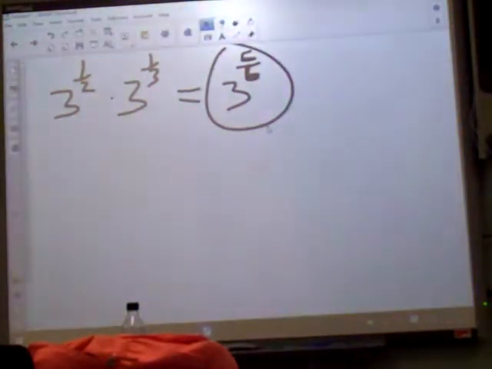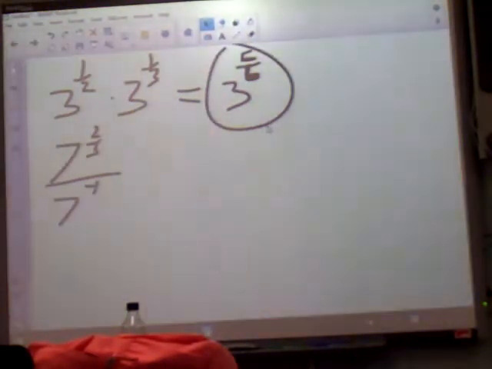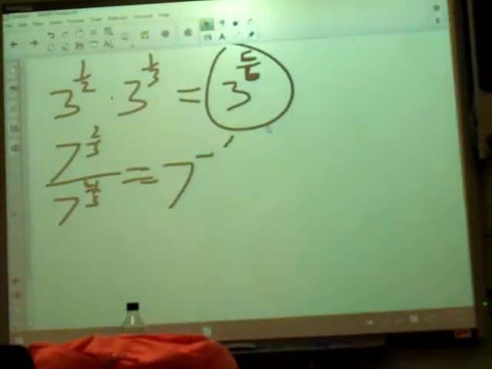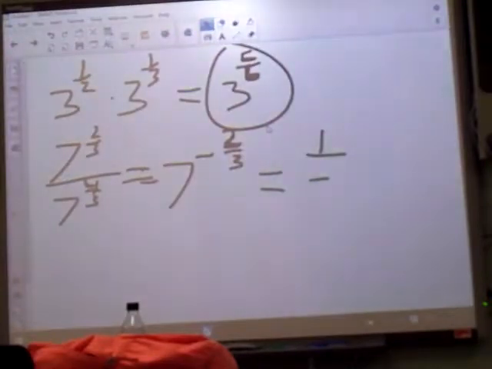That was multiplication, so how about a division? 7 to the 2/3 divided by 7 to the 4/3. So we've got the same base, 7 and 7. What do you do with exponents when it's division? You subtract. 2/3 minus 4/3, that's already got a common denominator. So 2 minus 4 is -2. Now, we've got that negative exponent again, so we have to take the reciprocal. Good job.